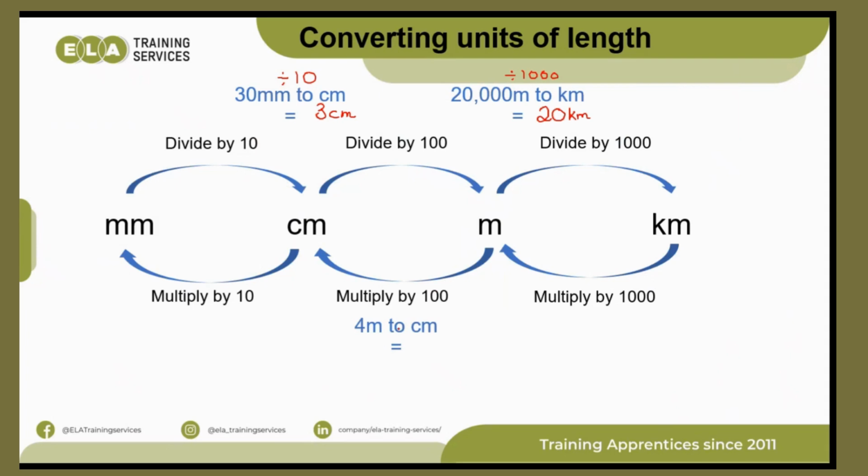And then finally, we've got our 4 metres. So we're starting off with metres. We're wanting centimetres, so this time we multiply by 100. 4 lots of 100 is 400 centimetres. And that is how we can convert units of length.